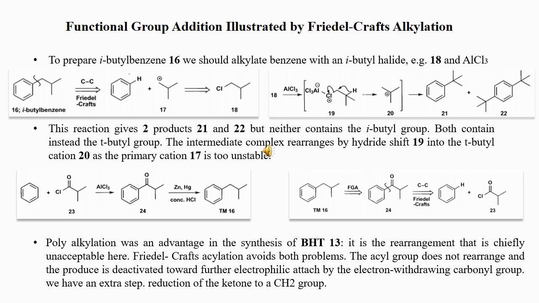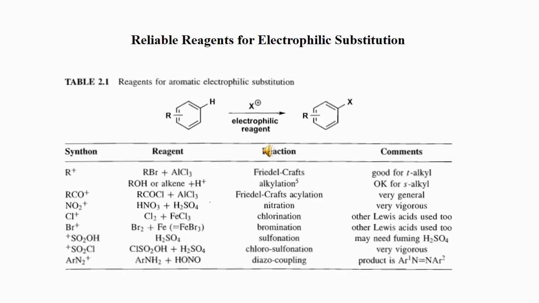So we have an extra step, reduction of the ketone to CH2. We had to do the reduction of that ketonic functionality in 24 into CH2, but we did not get a rearranged product, 21 or 22, in the case of acylation. Now, as far as the reliable reagents for electrophilic substitutions are concerned, here is a table in which the reagents for electrophilic substitution are tabulated.